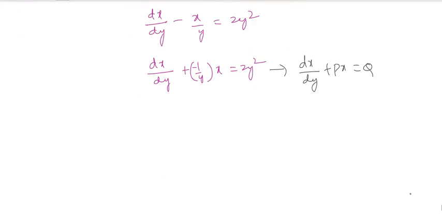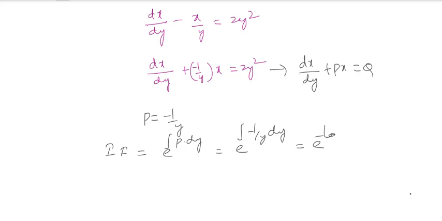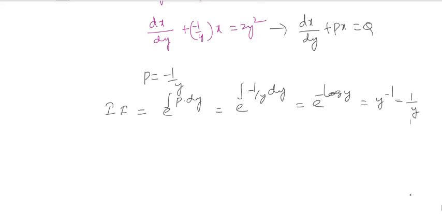So that is the thing. So where P will be what? P will be minus 1 by y. So now my integrating factor is nothing but what? Integral e to the power of P dy will be there. So now e to the power of integral minus 1 by y dy, that is e to the power of minus log y, y power minus 1, because the log gets cancelled. Y power minus 1, which is also called 1 by y. This is my integrating factor.